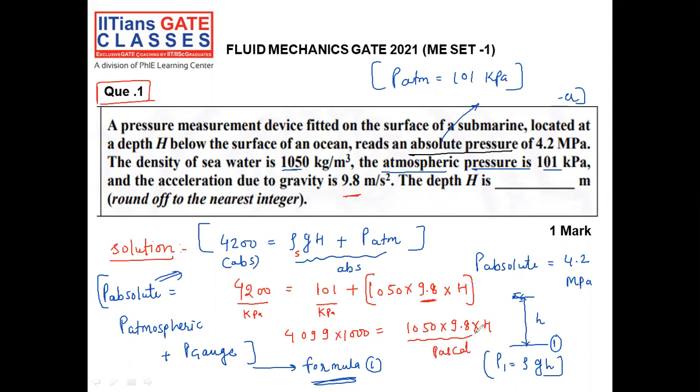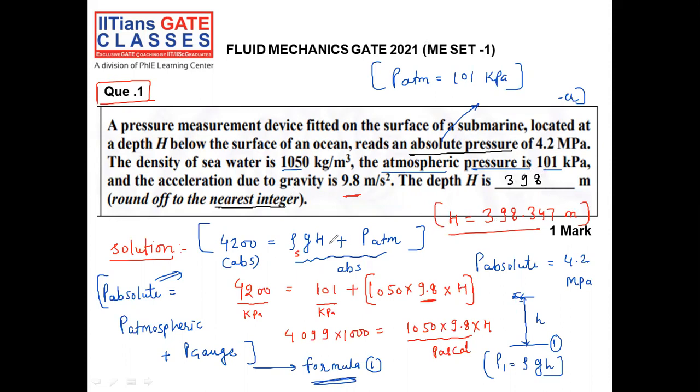So 1000 by 1050 divided by 9.8. I am getting around 398.347. But they have not asked for a decimal. They have asked the question in what? Round up to the nearest integer. What is the nearest integer?